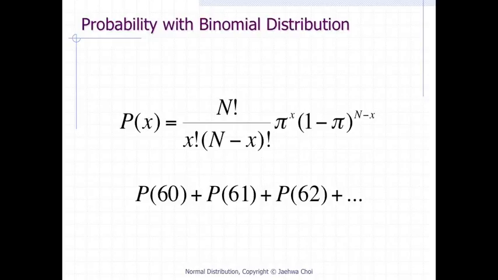Therefore, to find the probability of 60 or more heads, you compute the probability of 60 heads, then the probability of 61 heads, 62 heads, etc., and add up all these probabilities. Imagine how long it must have taken to compute binomial probabilities before the advent of calculators and computers.